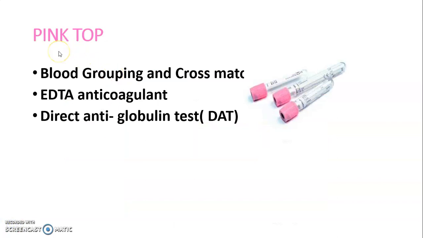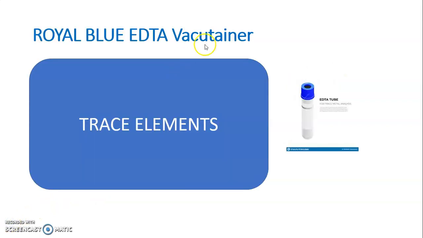Now coming to another EDTA Vacutainer, with a pink top. The previous one was lavender top; this is the pink topped EDTA Vacutainer. It is used for blood grouping and cross matching, and also for the direct antiglobulin test. The third type of EDTA Vacutainer is the royal blue EDTA Vacutainer. It is used for estimation of trace elements.